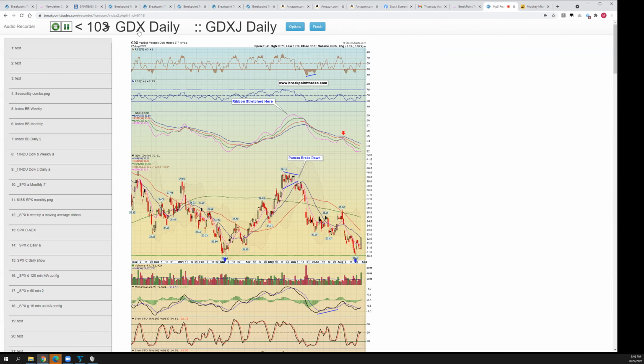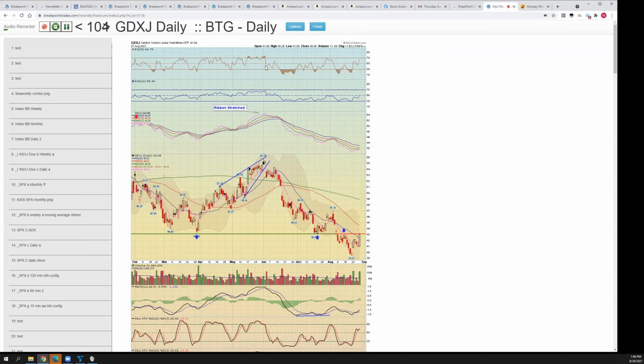Next, chart 104, GDXJ. That's the juniors. Nice rally here. Now this was previous resistance, so I'd like to see it get over that, but I do like the volume patterns here. So I think it's got a shot to do that.